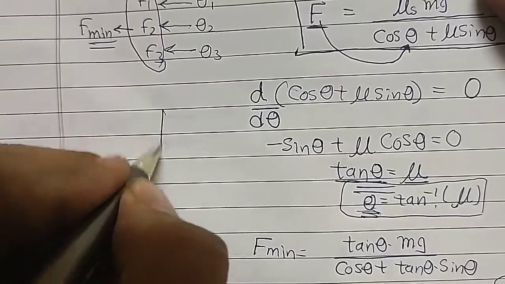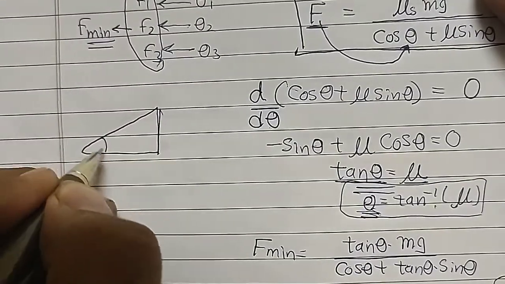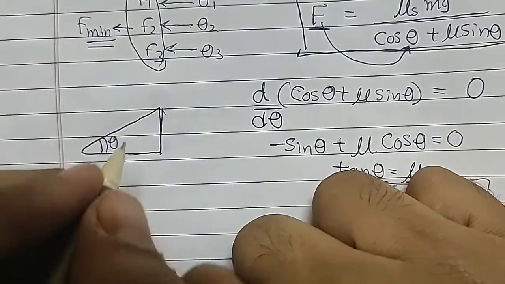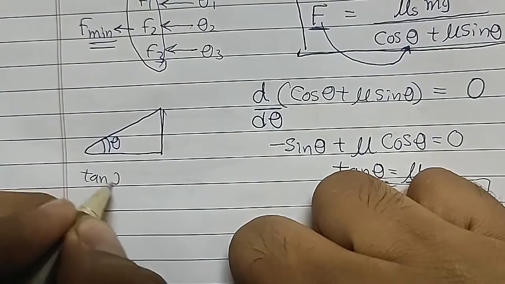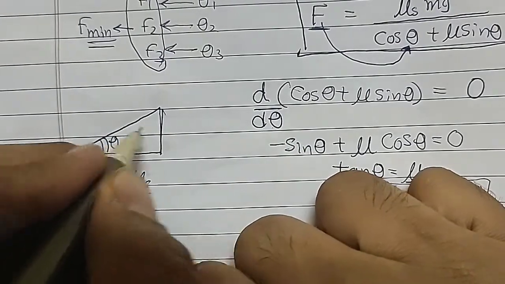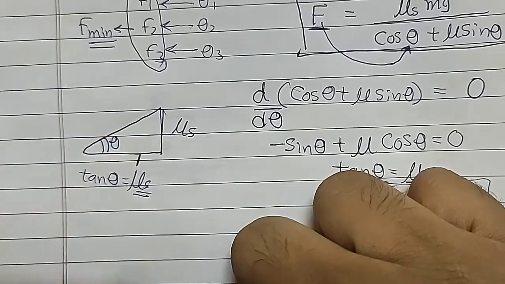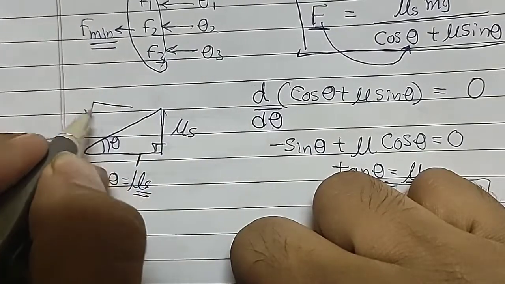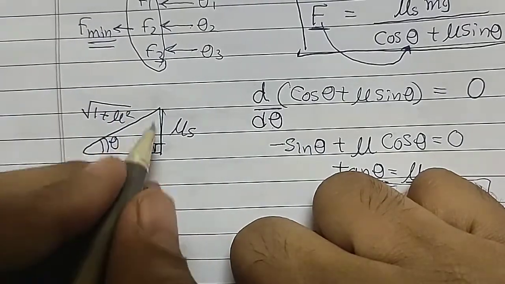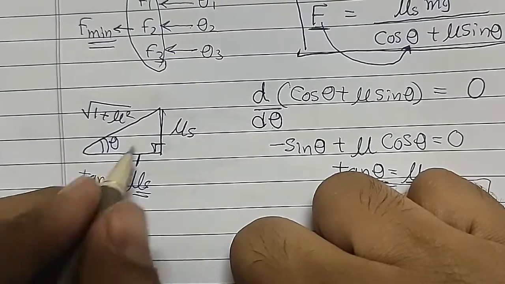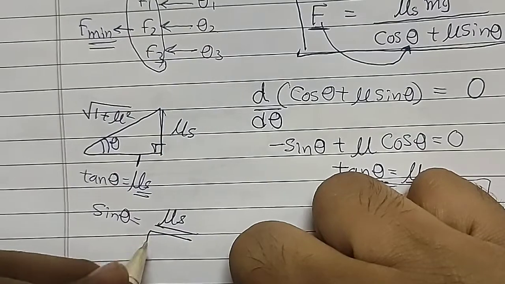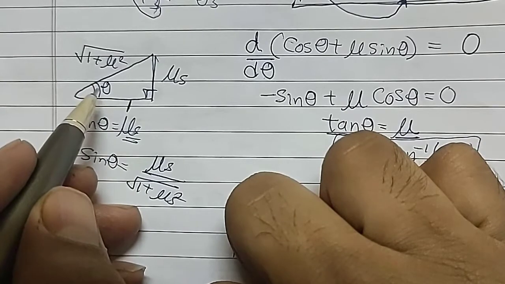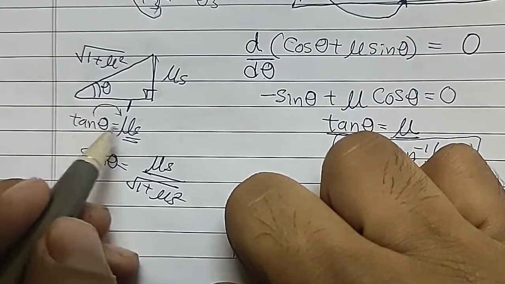Imagine that I make a triangle. In this I am taking the theta, the theta at which the force really becomes minimum. Now the tan of this theta we already got is mu s. So in this triangle here I will draw mu s and here 1, so that if you apply tan theta, you will get mu s. Now by Pythagoras, you will get this side as root of 1 plus mu s square. Now in this triangle, sin theta will be mu s upon root of 1 plus mu s square, isn't it? Please understand, this theta that I am talking about is tan inverse of mu s.